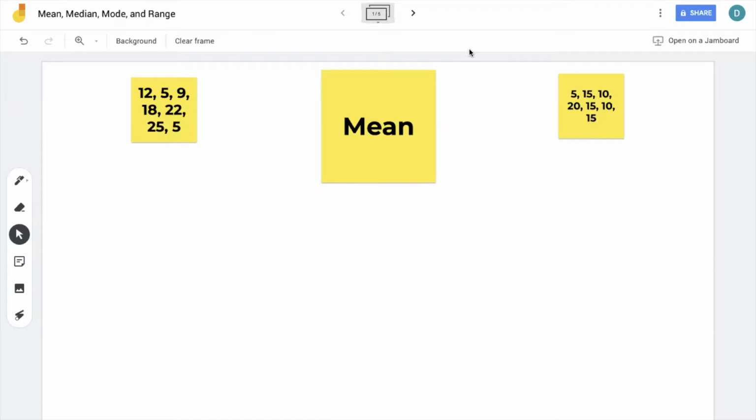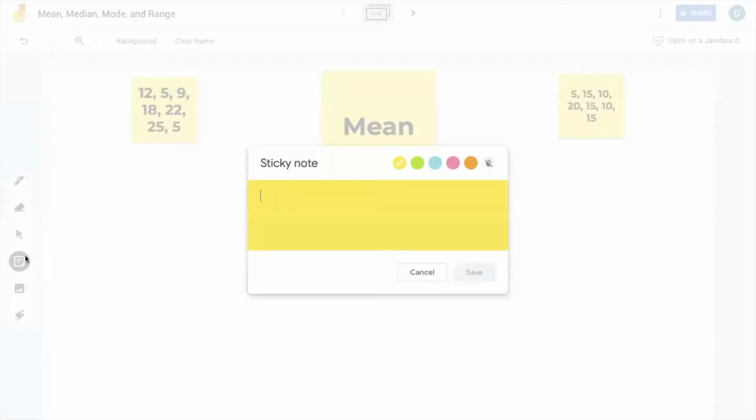The mean is what we'll start with, and the mean is also known as an average. How you find a mean is you add up all the numbers given to you in a data set, and you divide by the number of numbers you have. For example, we have a data set over here on the left: 12, 15, 9, 18, 22, 25, and 5. We're going to add all of those together and then divide by 7, as there are 7 terms.